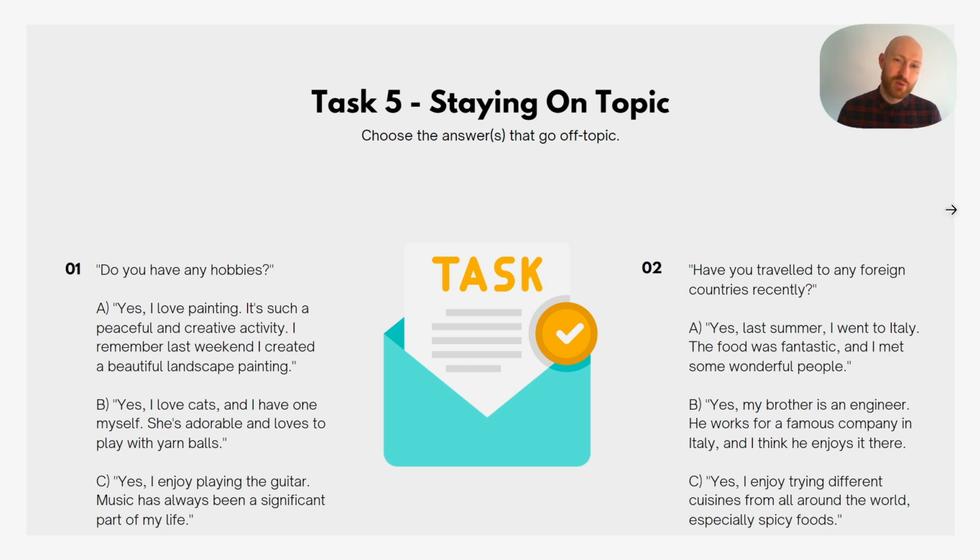For question number 2, there are 2 answers that go off topic, B and C. B is talking more about the brother and his job and the fact that he works for a foreign company, and C is talking about cuisines from all around the world. They're not really answering the question about traveling to other countries. Well done if you got the answers correct to those 2 questions.